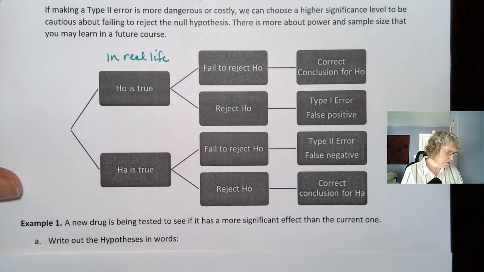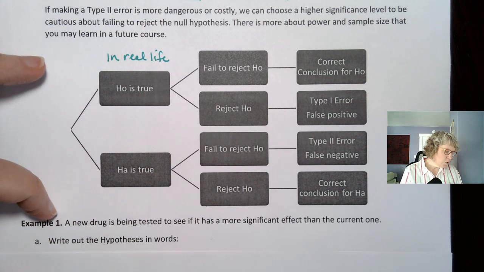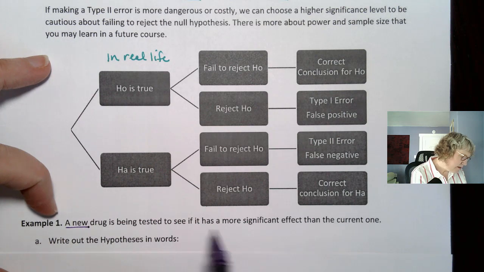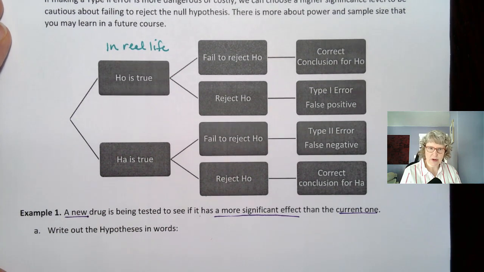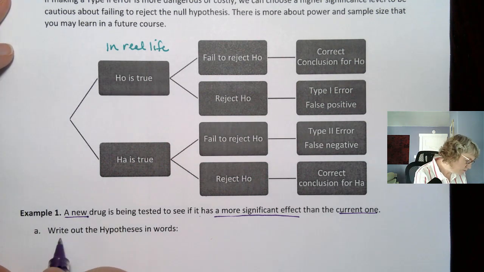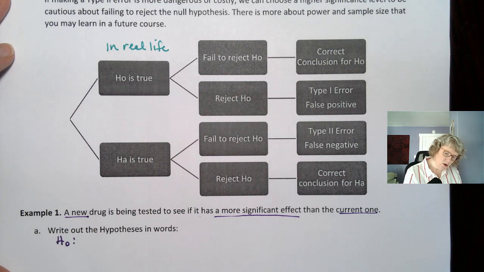So here's our example. A new drug is being tested to see if it has a more significant effect than the current one. Okay, so we've got a new drug. Does it have a more significant effect than the current one? Okay, so let's write out the hypotheses in words. So we're not given any sample statistics or parameters here. So it could be a mean or a proportion, depending on what was being measured. And it also could be one parameter or two parameters, depending on how it was set up. So this applies to all tests.